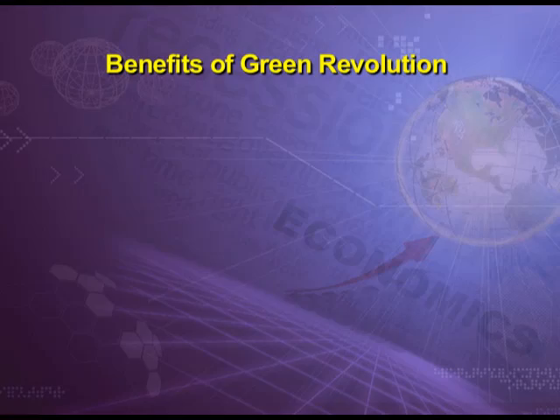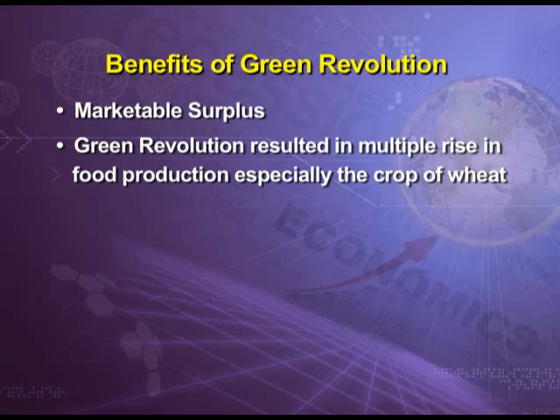First is marketable surplus. It means farmers started to sell agricultural produce in the market after fulfilling their own consumption requirements. That is, the farmers combined the concept of subsistence farming, that is self-consumption, with commercialization of agriculture, which improved their financial position. Secondly, the Green Revolution resulted in a multiple rise in food production, especially the crop of wheat.